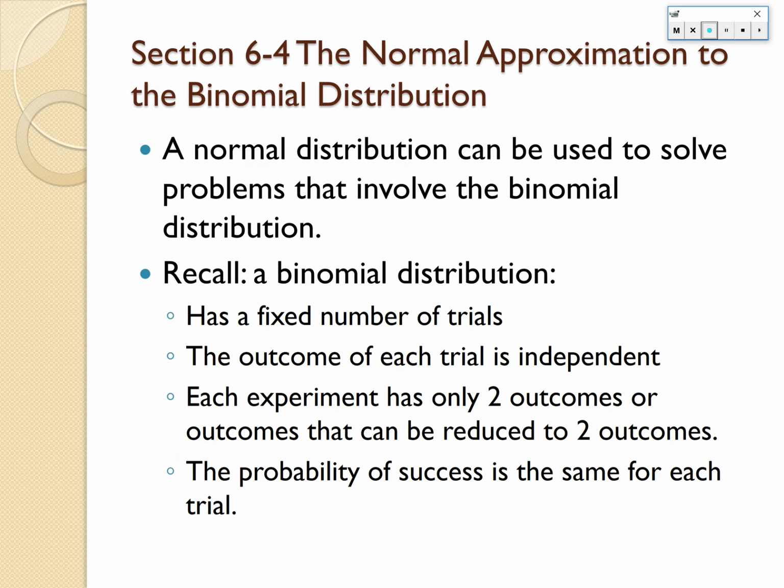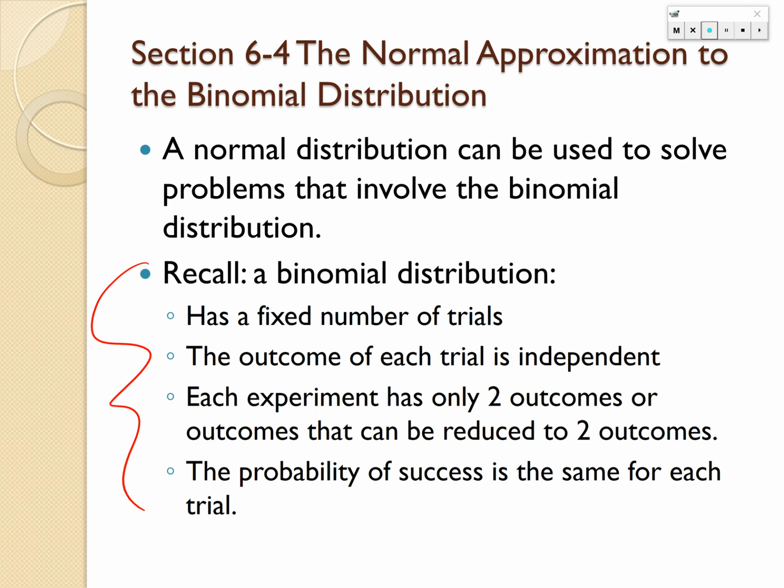In our final section of Chapter 6, we're going to be revisiting our binomial distribution, but we're going to see how we can use a normal approximation to the binomial. Remember that normal distribution, that's what we've been working with all chapter. So now we're going to see how we can relate our binomial distribution to the normal distribution we've been working with.